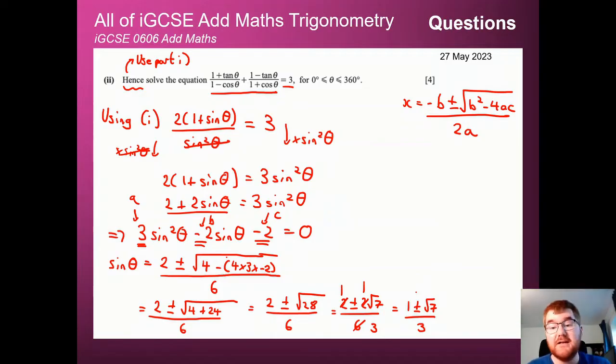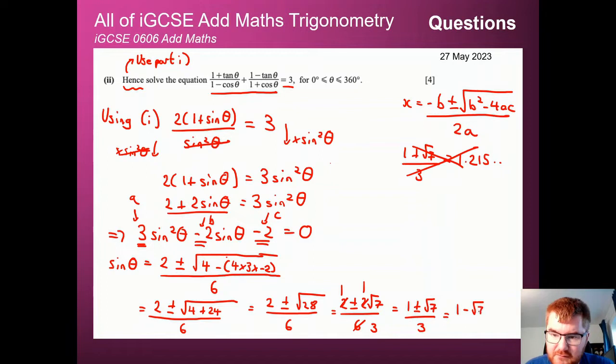However, if we check on the calculator here, this is always a useful thing to do, 1 plus root 7 divided by 3 gives you a decimal of 1.215. So I'm going to show this up here: 1 plus root 7 over 3. Now the problem with that particular answer is that sine being equal to that is not a possible solution because the range of sine is between -1 and +1. So this is not a solution. So the only solution we can take here is 1 minus root 7 over 3.